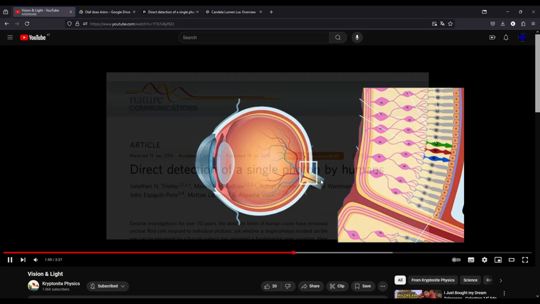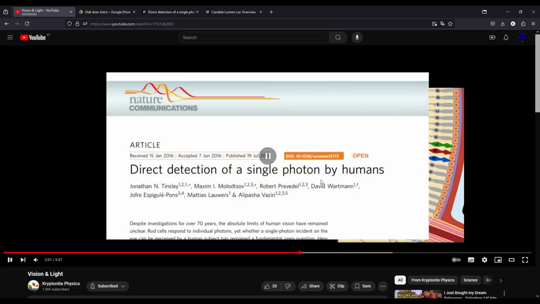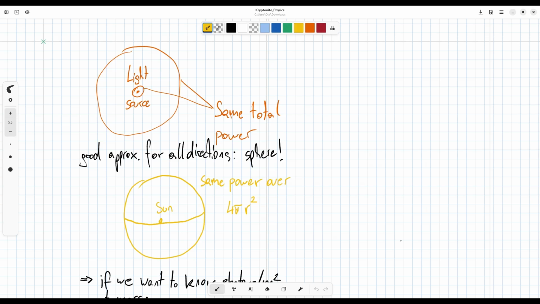Our eyes detect very faint light, below 0.00... And now at this point here I was curious. Direct detection of a single photon by humans. And here I started to wonder, how many lux is a single photon? Can we answer that question? Of course we can. Before we do that, I would like to briefly go over the inverse square law of light, because I think now is a good time to do so.